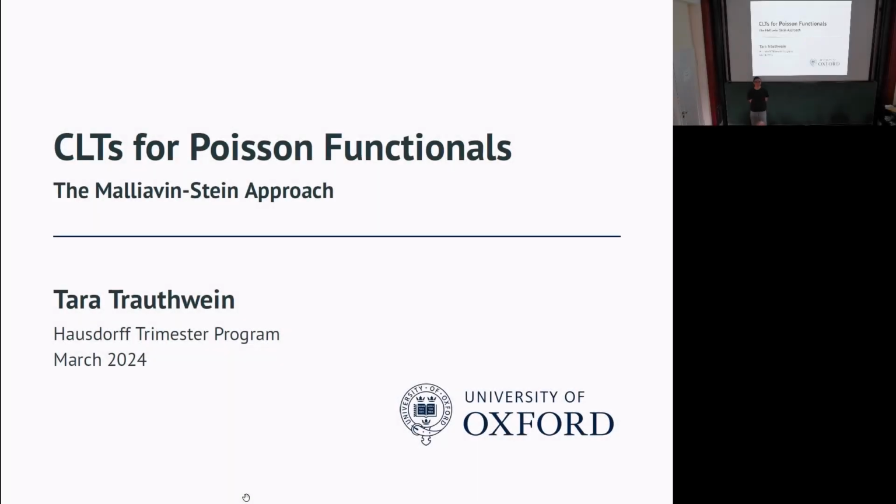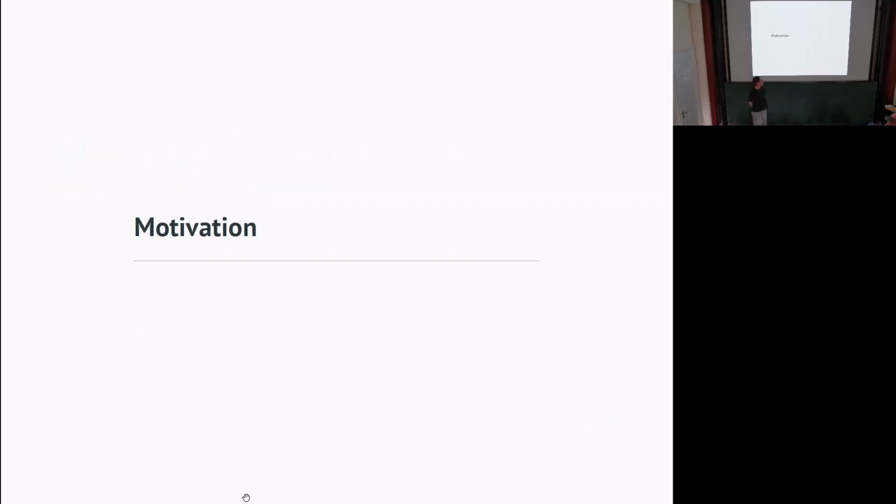I will talk about central limit theorems for Poisson functionals, and we're using the Malliavin-Stein approach, and I will explain all these things in due time. I will explain what I mean by this. What I want to start with is a bit of a motivation, where we're coming from, why we're doing what we're doing, or what the typical thing is that we study.